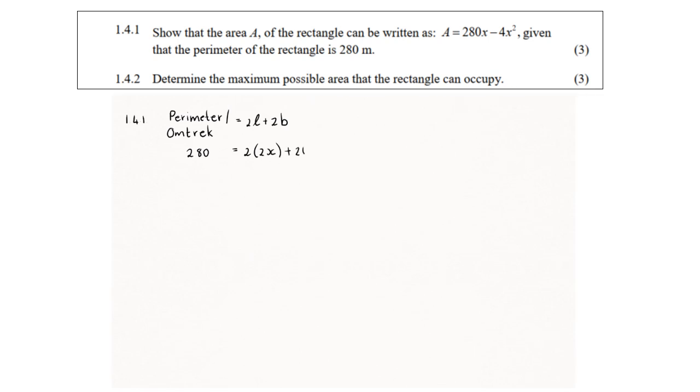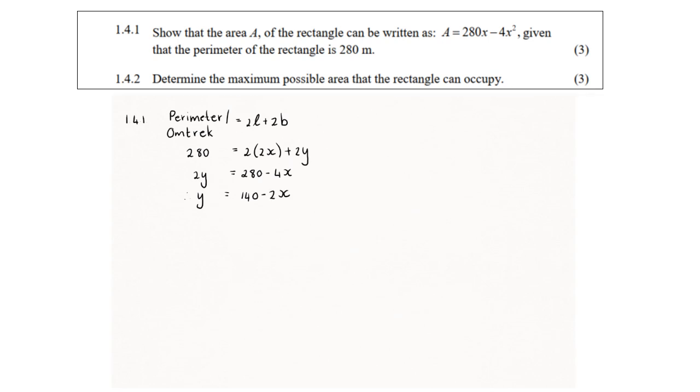And now we are going to take this equation and we are going to isolate y. And the reason for that is that the area of the rectangle is given in terms of x. So we first isolate 2y, and 2y is then going to be equal to 280 minus 4x. Then we divide by 2, and that gives us that y is equal to 140 minus 2x.